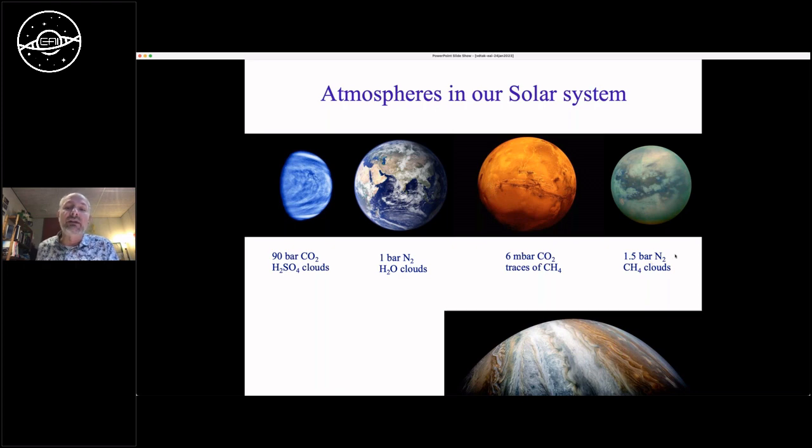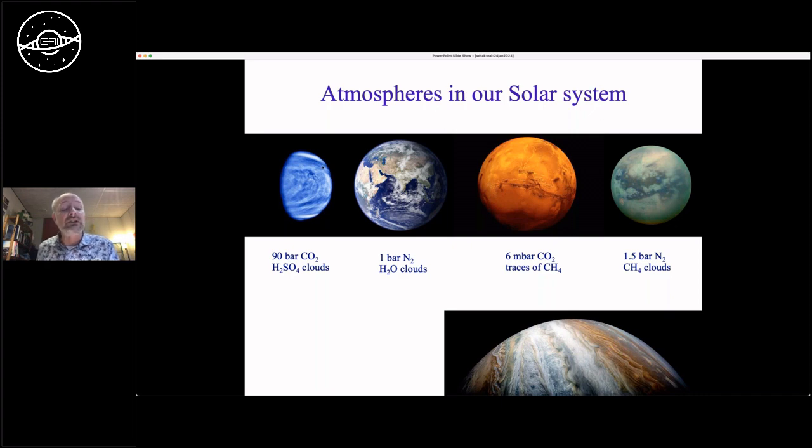It has also a nitrogen atmosphere at a little bit higher pressure, 1.5 bar. The difference is in temperature. So, our temperature of Earth is such that the clouds are predominantly water, and in the case of Titan, the clouds are mostly methane. It's much colder there.